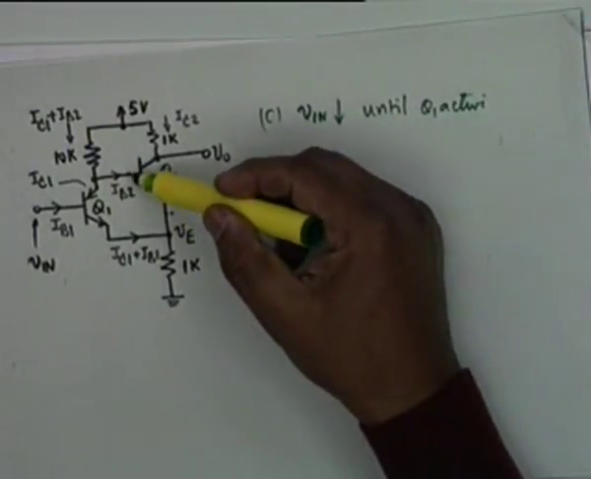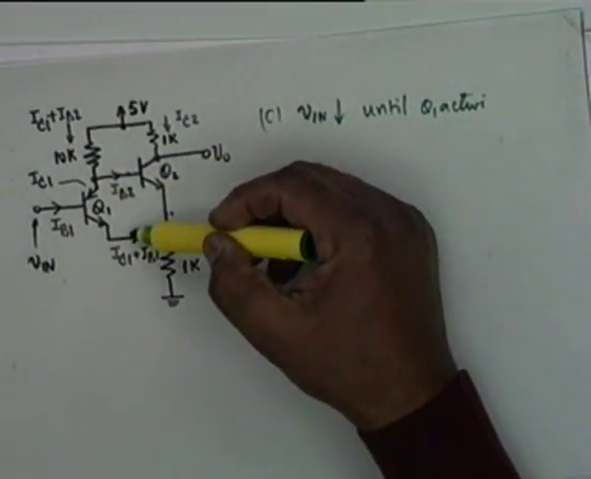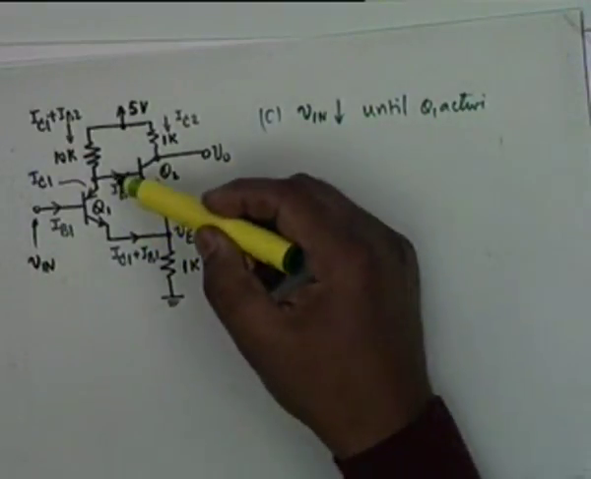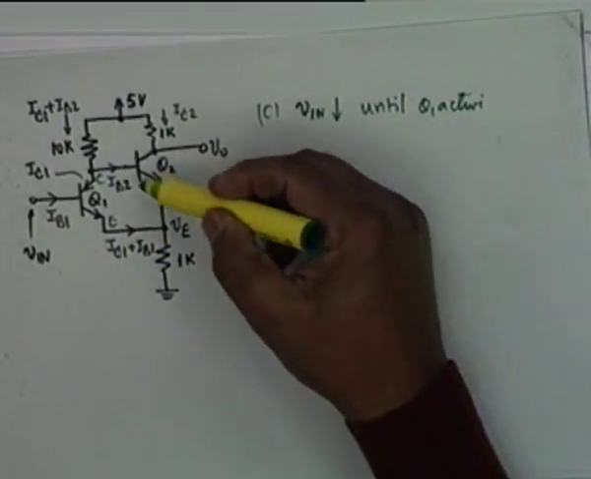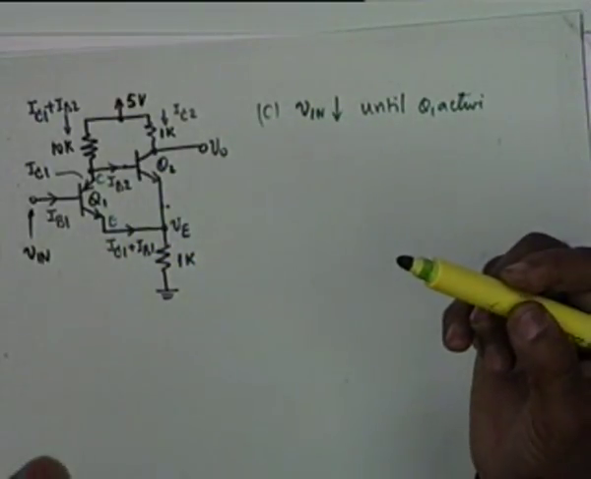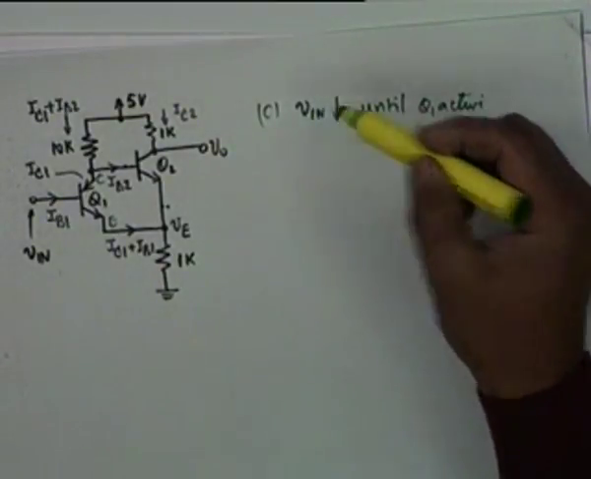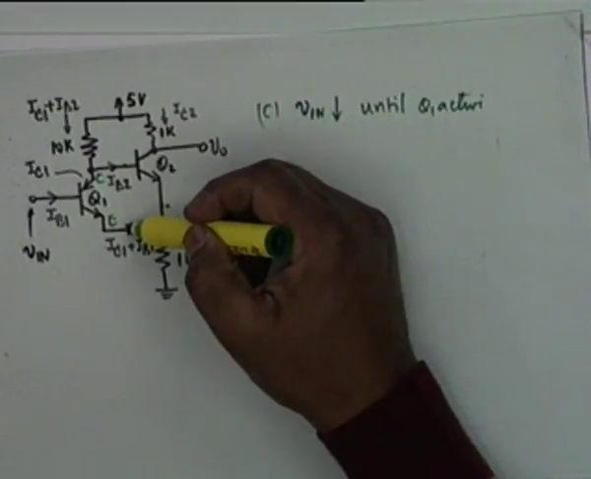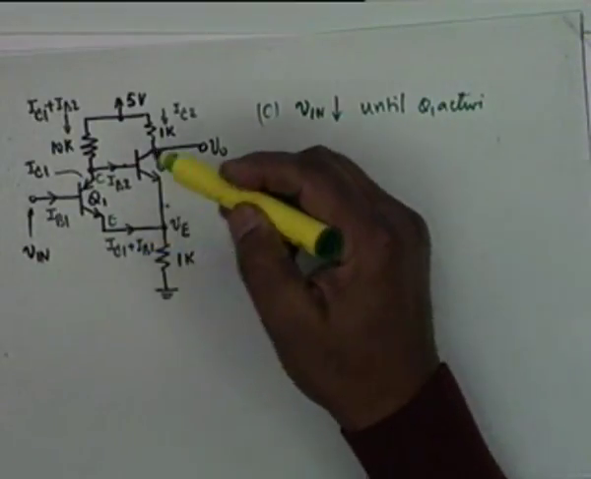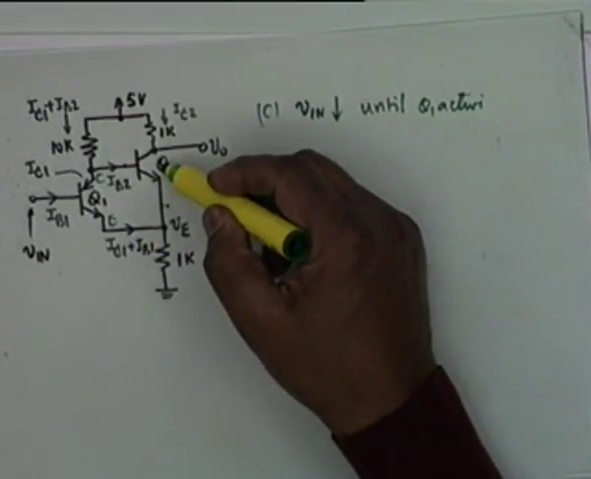Okay. Now what is VBE2? It is also VCE1. Isn't that right? Yes, this is the collector, this is the emitter. So VBE2 is the same as VCE1. Therefore, what you do is you reduce V in such that VBE2 becomes 0.5 and immediately Q2 will start conducting. Alright?